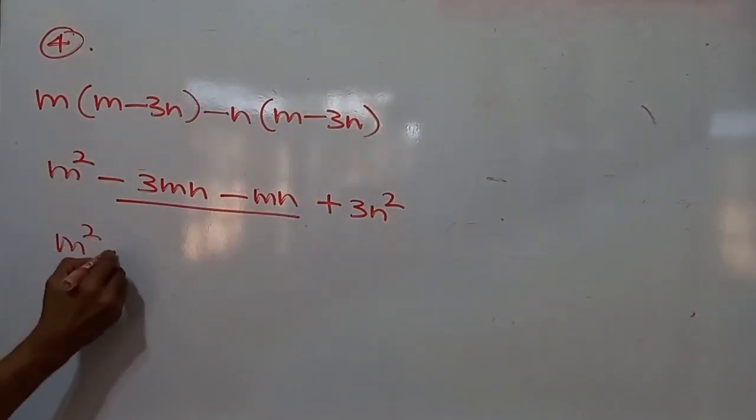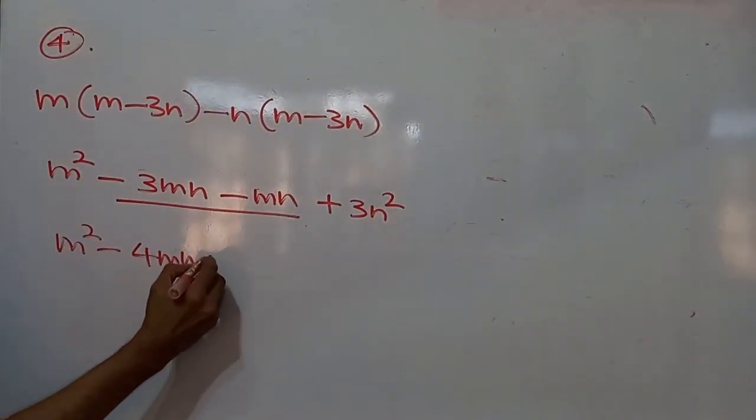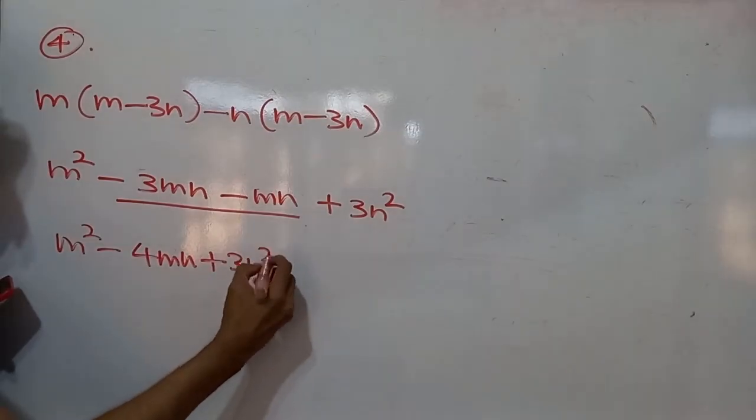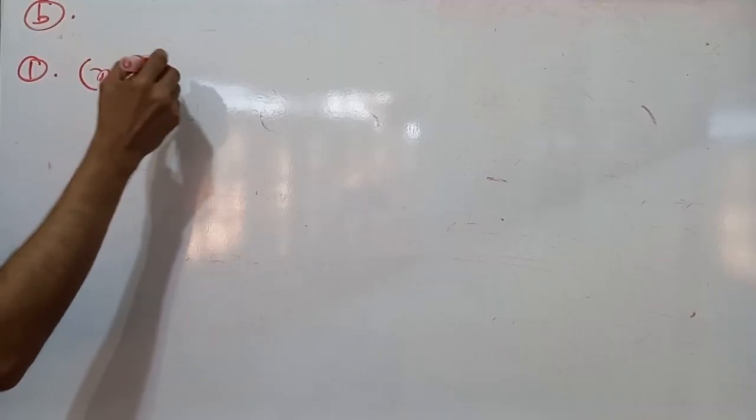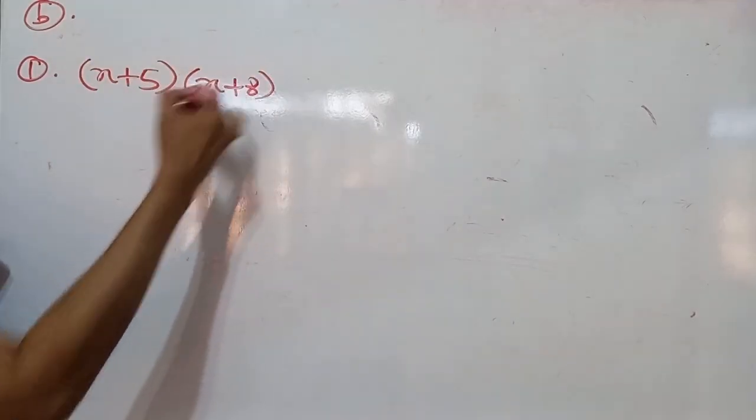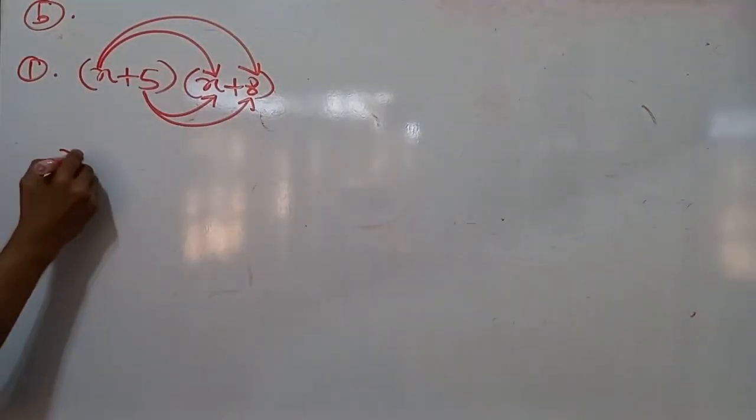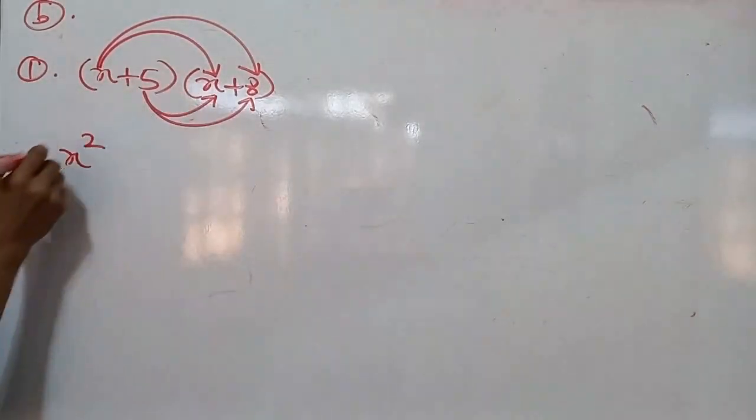m squared negative 4mn plus 3n square. Into x plus 8. So x into x, we know that is x squared. Positive into positive, that is positive.